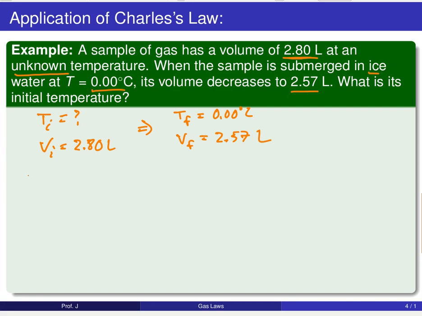So of course our relationship is going to be VI over TI equals VF over TF. And so then once again we are going to isolate that unknown variable, which is TI. Right? We want to solve for TI. So I'm going to move TI up to the right-hand side. And then I'm going to multiply both sides by TF over VF.